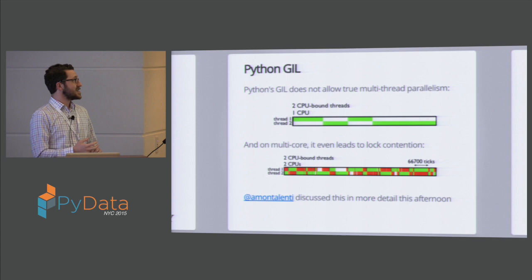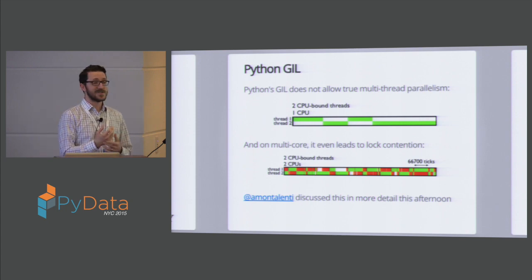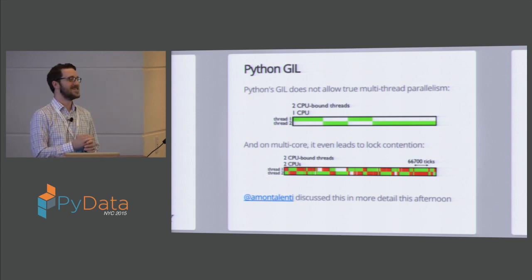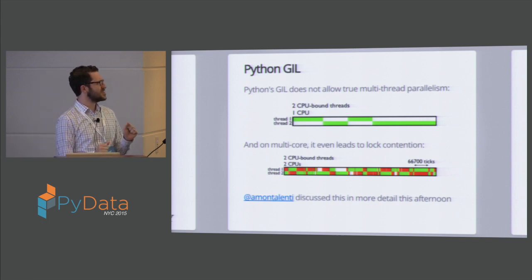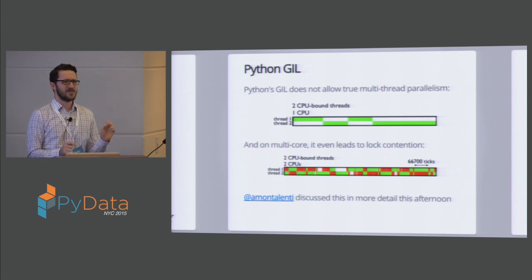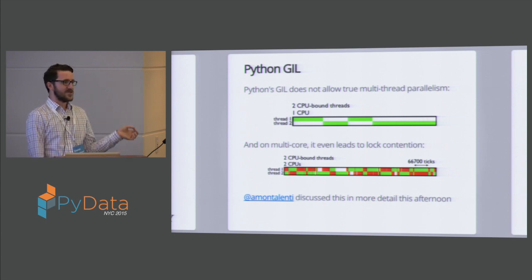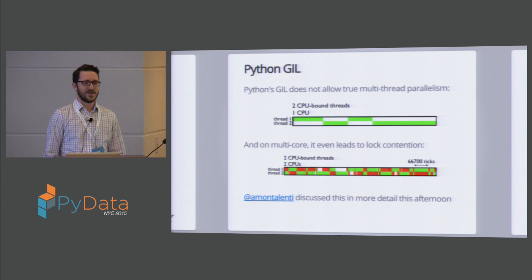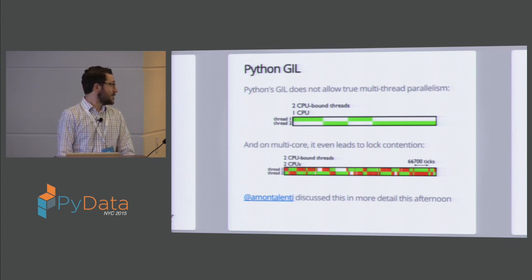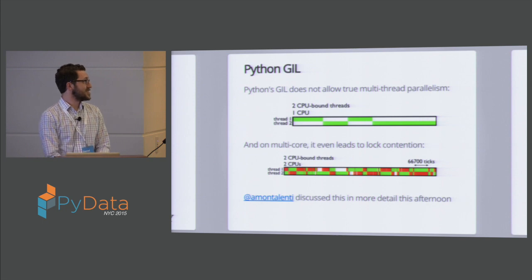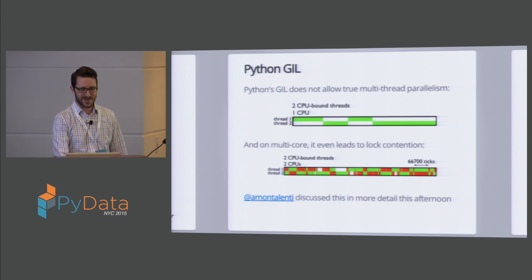On multi-core, it can actually even make your performance worse than your single-threaded application. That should be fixed in Python, I think 3.2 or 3.3, I can't remember, whichever the one they rewrote the GIL in. But for Python 2, if you're stuck on 2.7, that is really awful. Anyway, my lovely boss, Andrew Montalenti, discussed this in more detail this afternoon, if anybody went to his talk, I think it was at 1 o'clock.